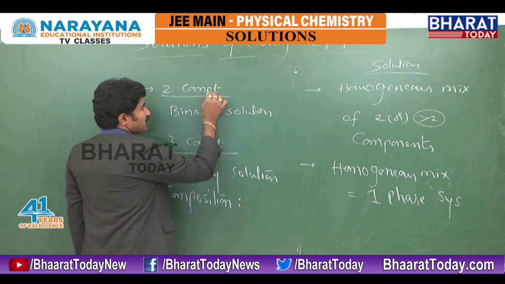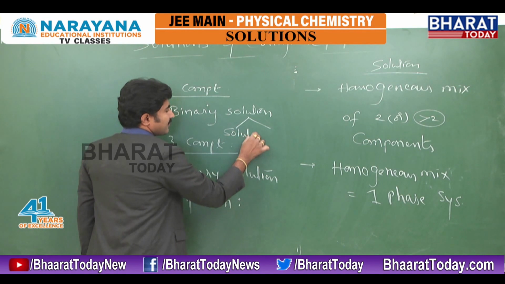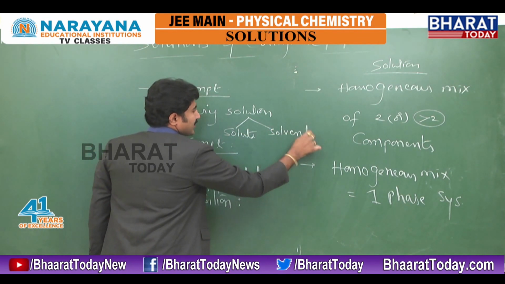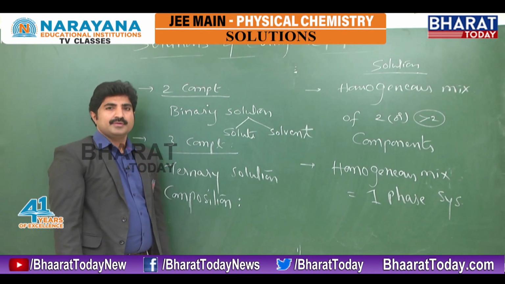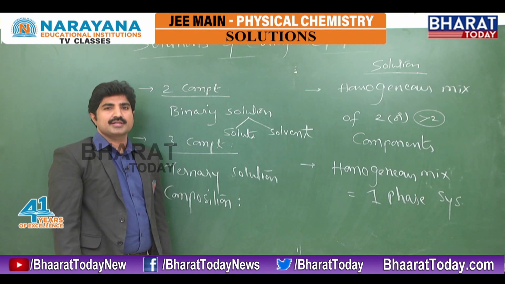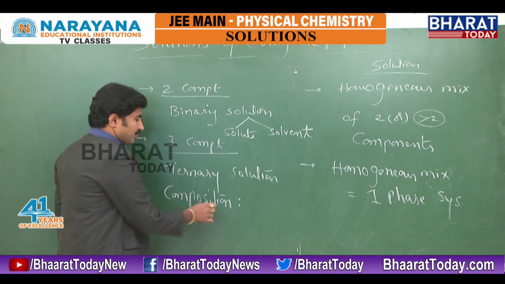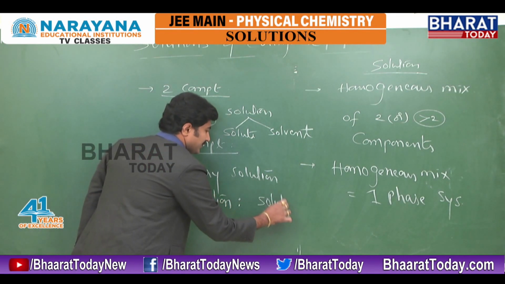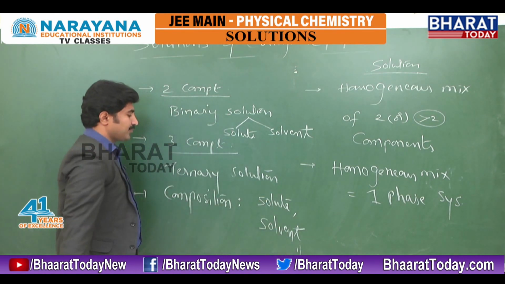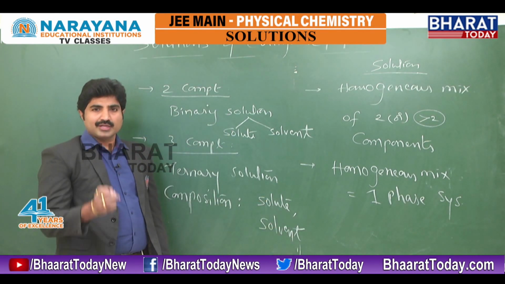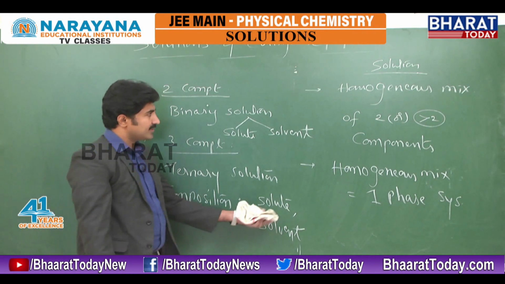In a binary solution there are two components: solute and solvent. In a ternary solution there are three components. In this topic we are going to deal majorly with binary solutions, with a solute and a solvent. What is the composition? Here, the solute content and solvent content are the composition of a given solution. The composition of a solution must vary within certain limits.